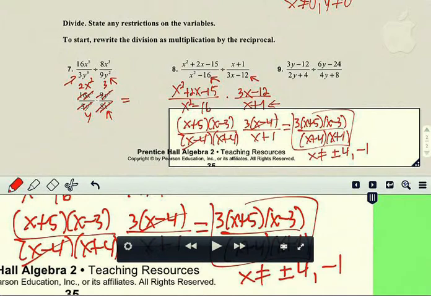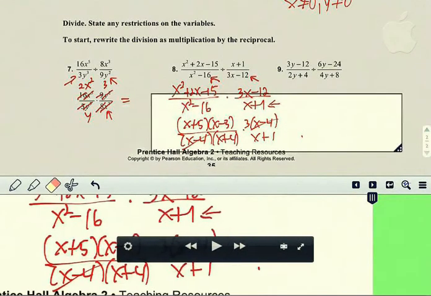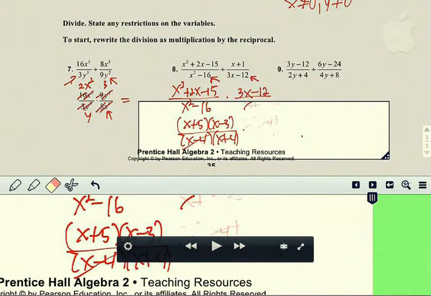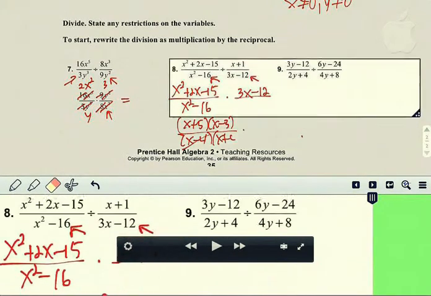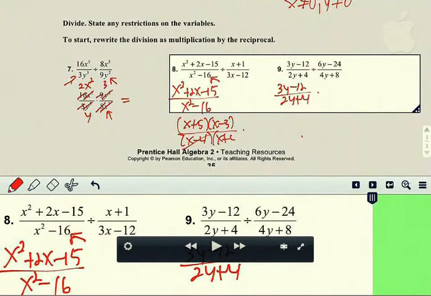Number 9. So get some more room here. Okay, we got to turn that. Oh, we need still some more room. Okay, we got to turn the second fraction upside down. So 4y plus 8 over 6y minus 24.